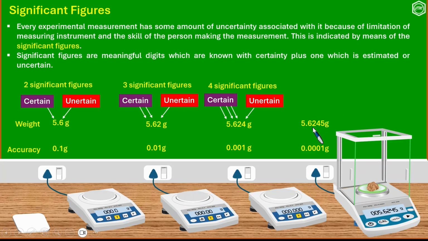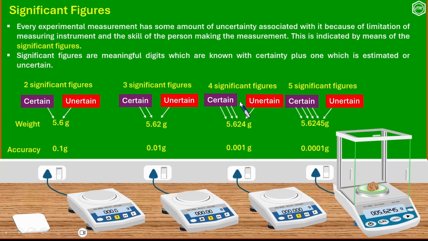Similarly, in this case, in the fourth way, the digits 5, 6, 2 and 4 are certain. And 5 is uncertain because if you have a more accurate balance, there may be digits beyond this 5. So in this case, the number of significant figures is 5. As we move from left to right, the number of significant figures increases from 2 to 5.